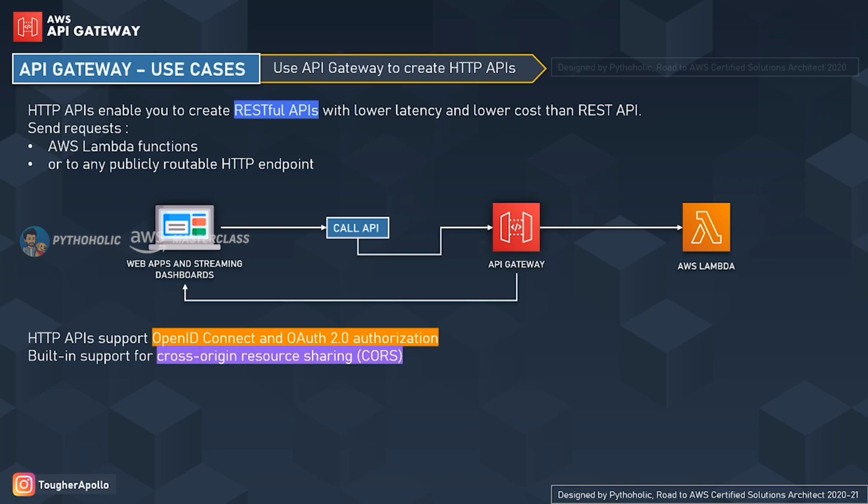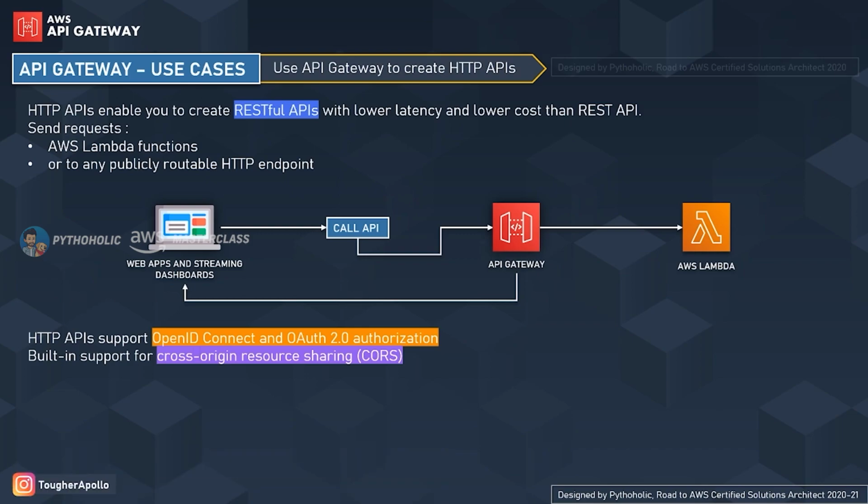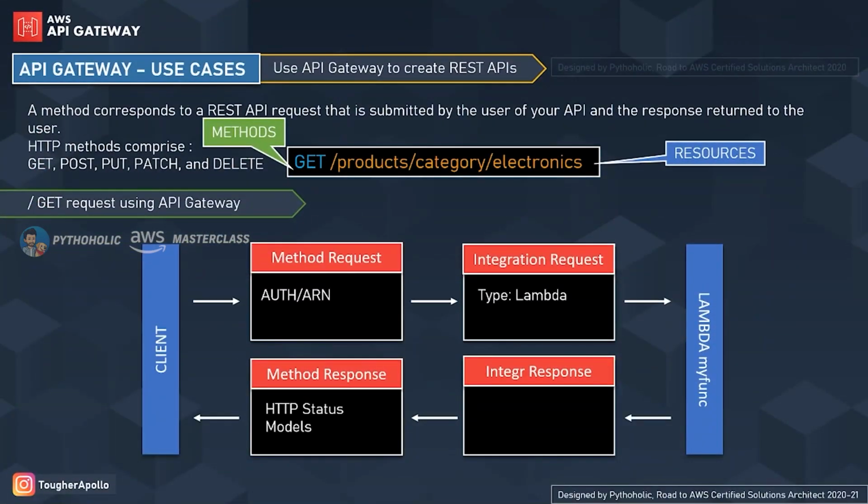So you can create HTTP APIs by which you can send requests to AWS Lambda functions, which can get you the data that you need, or to any publicly accessible or publicly routable HTTP endpoint. And with AWS API Gateway, you get the support for OpenID Connect and OAuth 2.0 authorization, and it has built-in CORS.